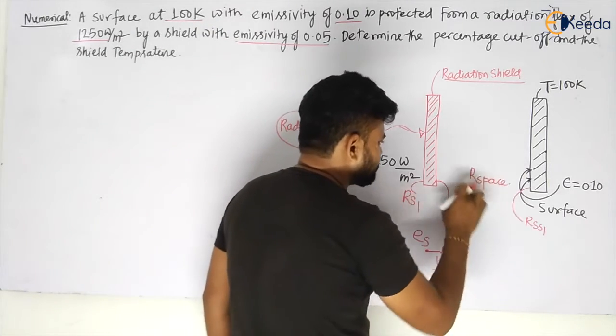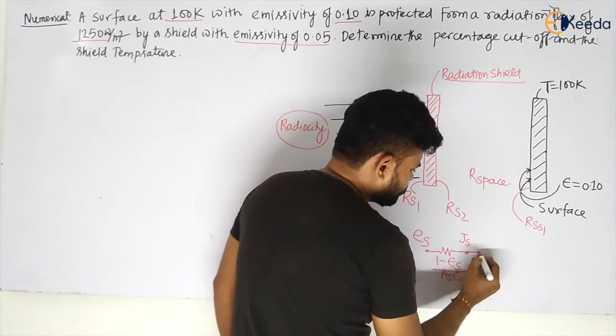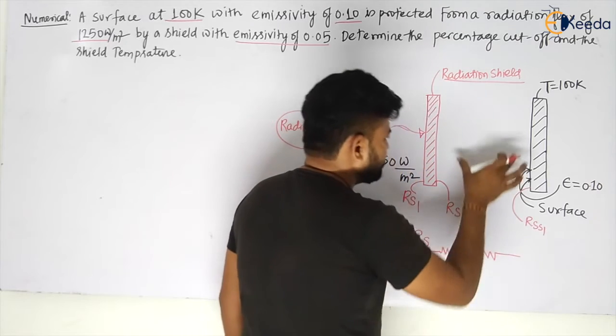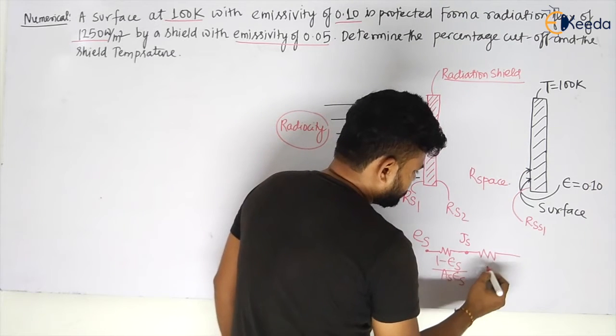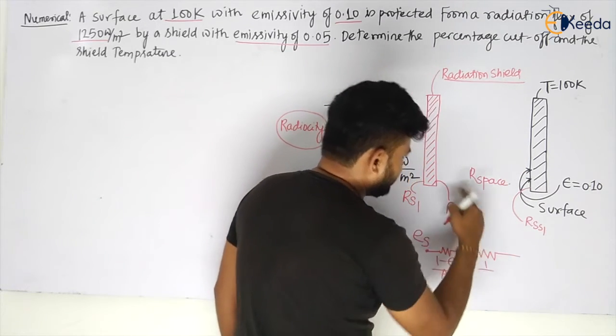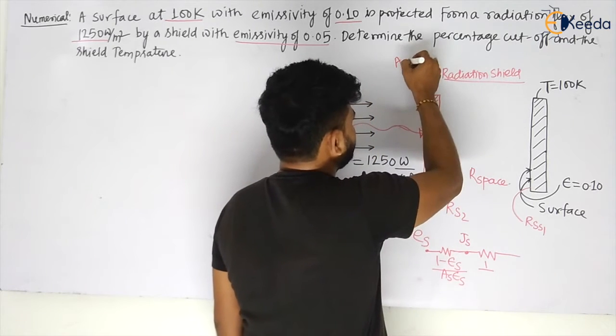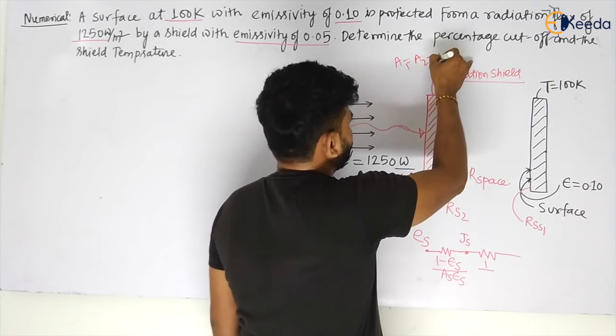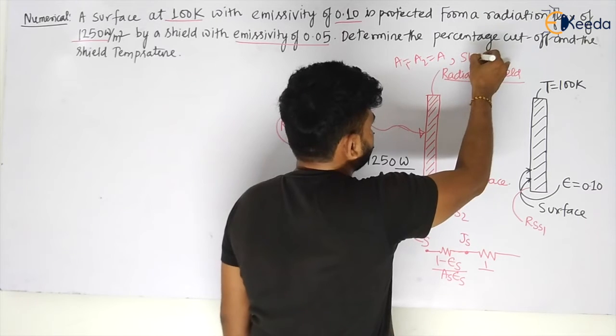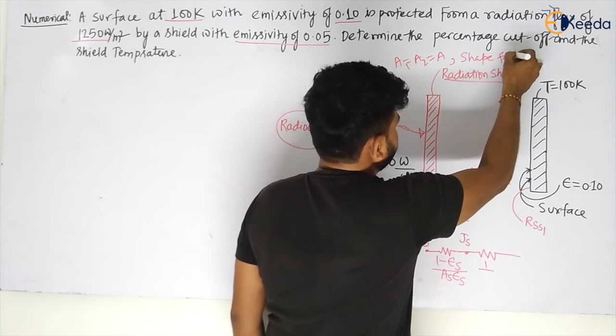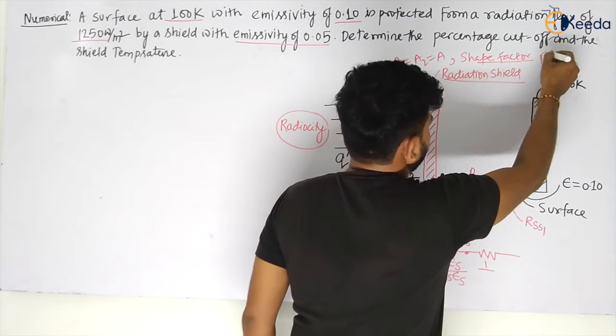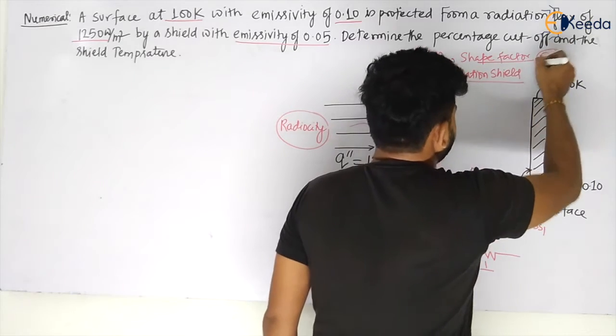Similarly, there will be some space resistance, my dear students. So there will be some shape factor, so one space resistance will be there. And let us say area A1 is equal to A2 is equal to A, and also shape factor let us take 1, because plates are infinitely large, we can assume. So F is equal to 1 because he has not given anything.